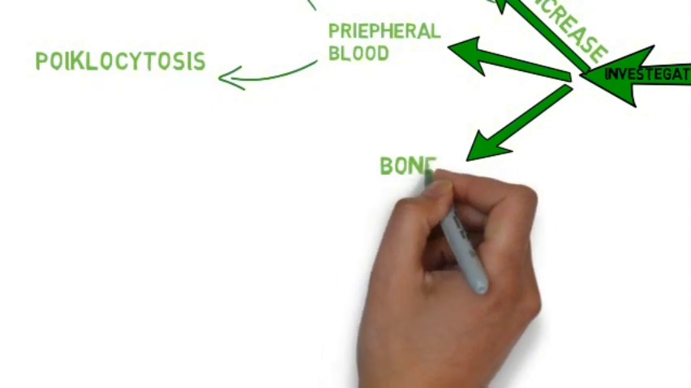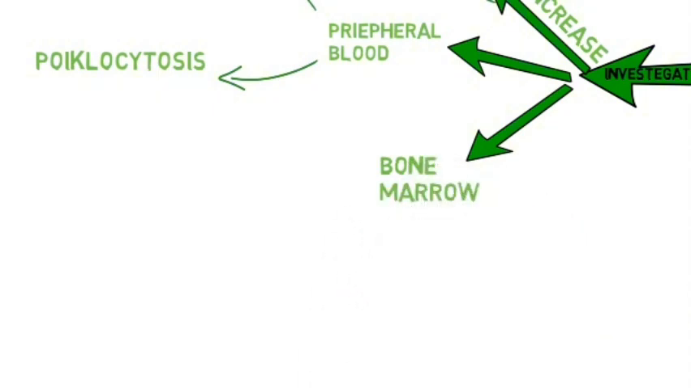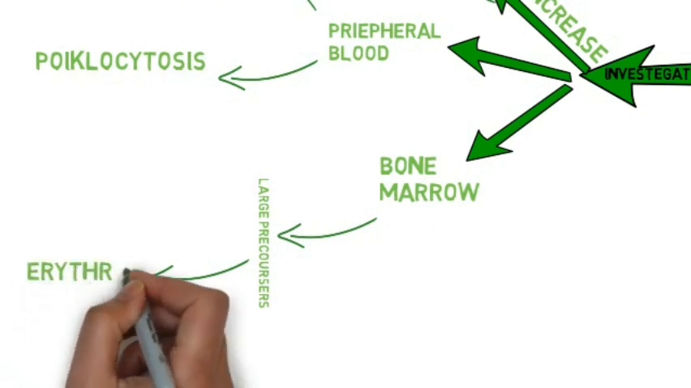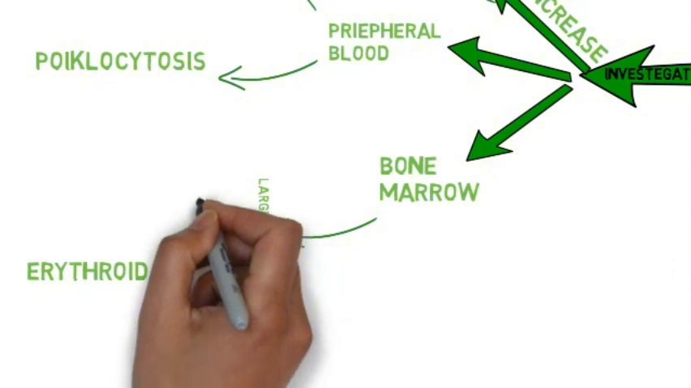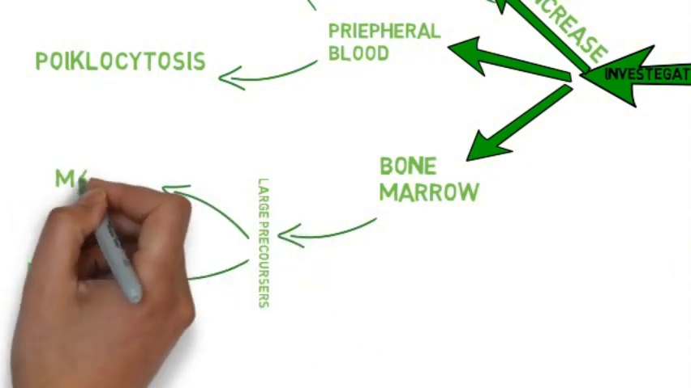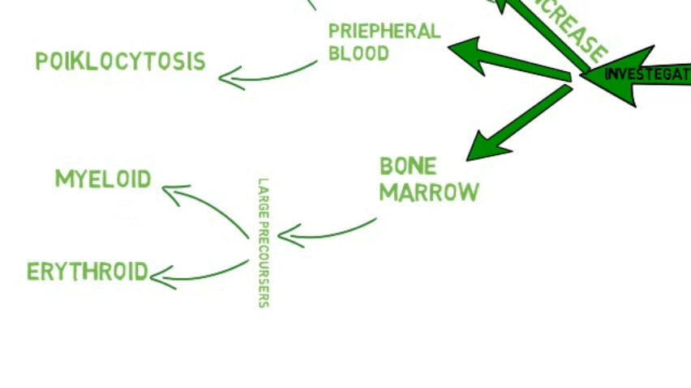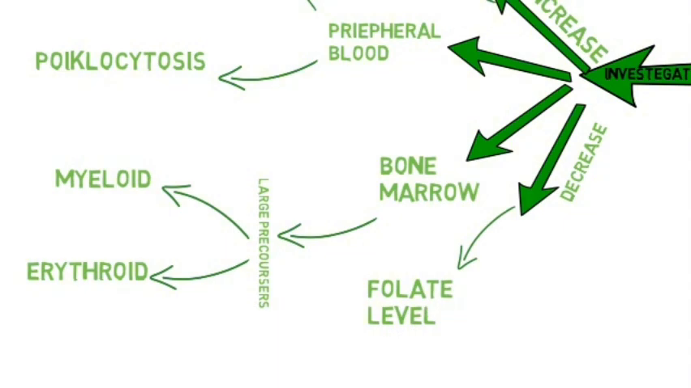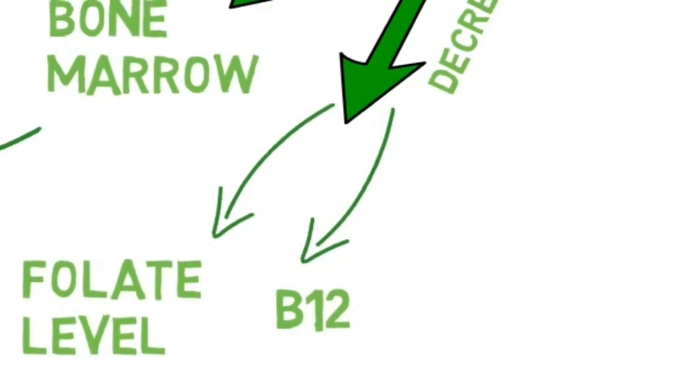The patient's bone marrow should also be investigated. On bone marrow examination, we're going to find large precursors of both erythroid and myeloid cells. Erythroid and myeloid cells are going to be huge. Finally, we're going to have a decrease in the serum level of folic acid or B12. So a decrease in the serum level of folate or B12 is noticed.